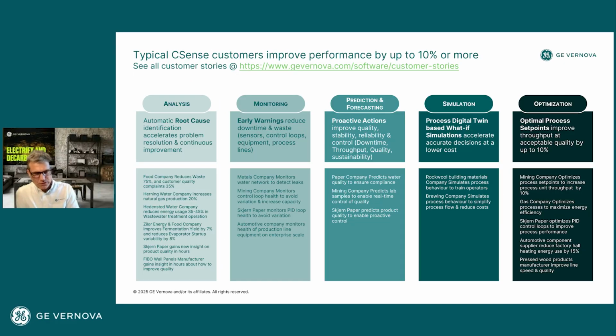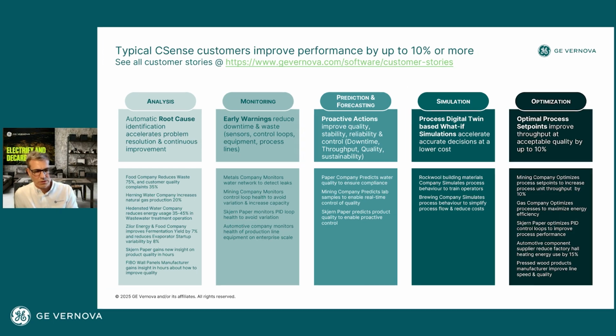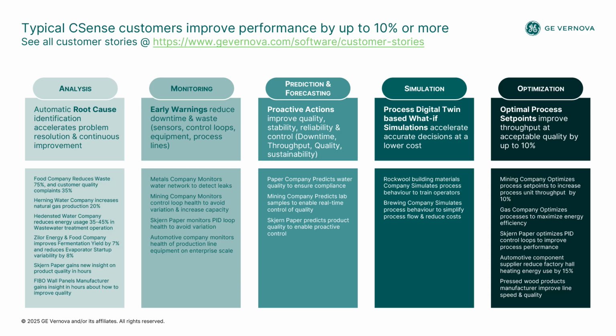CSense is not an experimental new product, but a proven solution globally used across all industries that GE Vernova sells Proficy software to, and used by customers getting significant benefit in improving their assets and plants using all of the capabilities of CSense. On the slide, you can see some short stories or snippets of different kinds of customers unlocking significant benefits in using CSense to analyze, monitor, predict, simulate, or optimize their assets or processes.